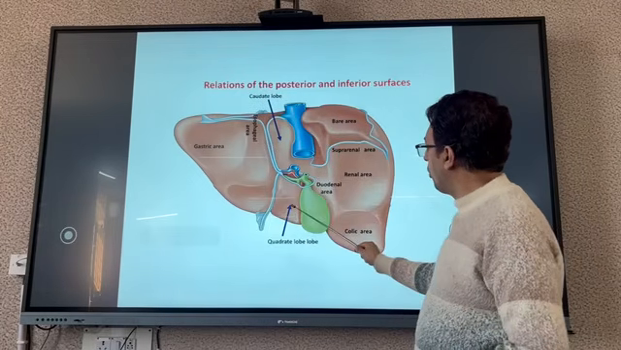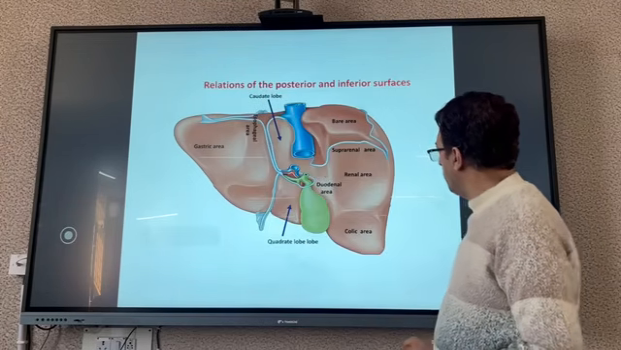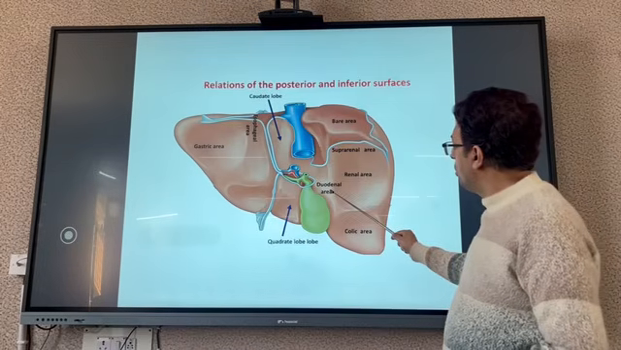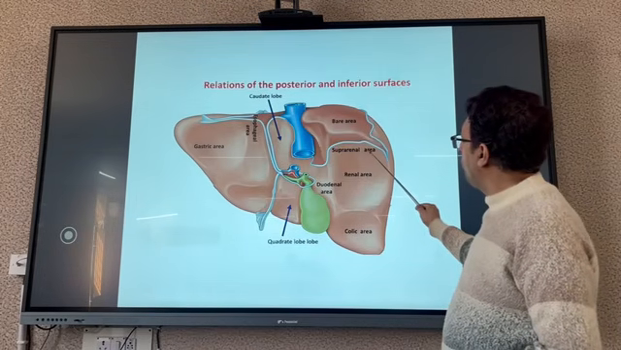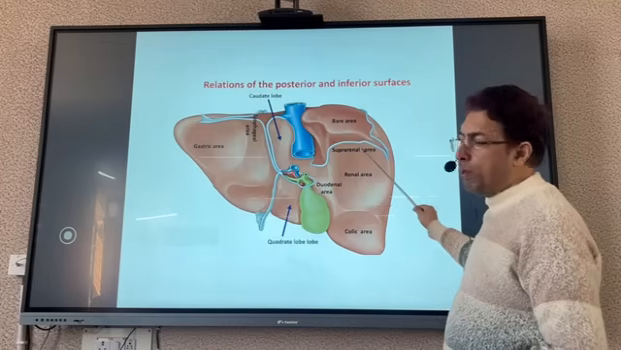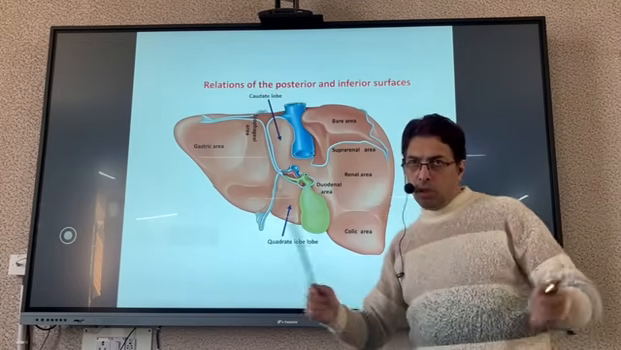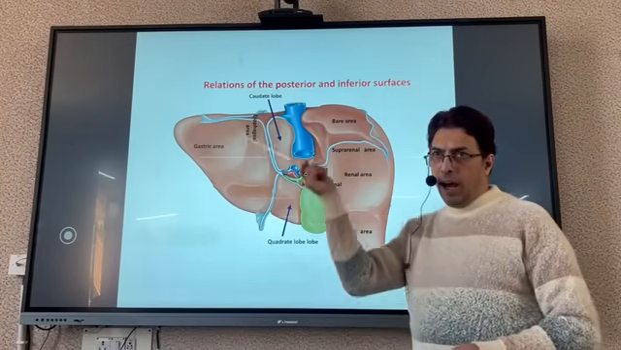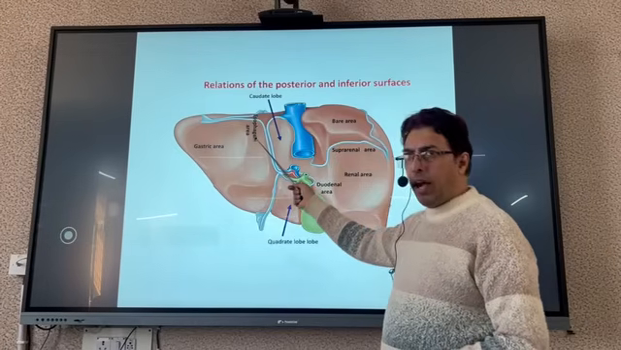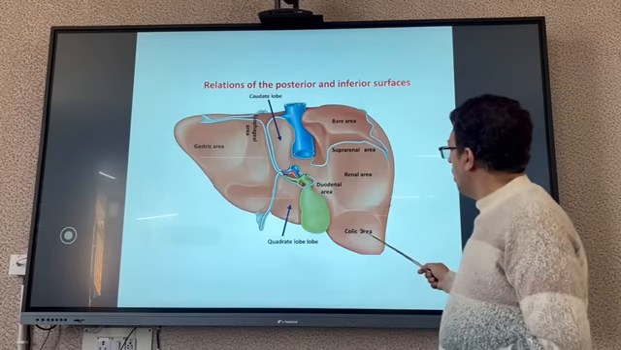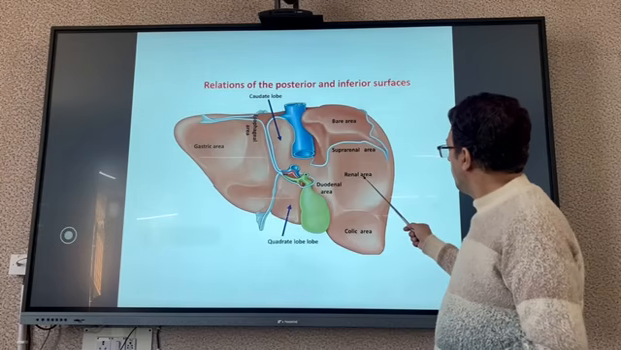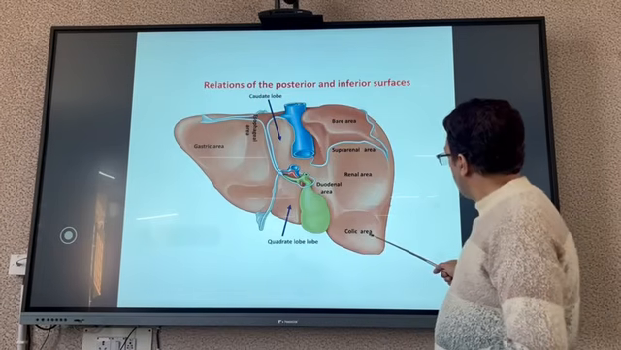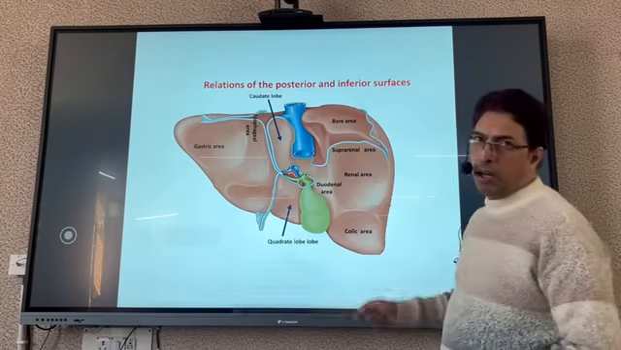Then over here we have the caudate lobe, as we previously mentioned, and this is the colic area. The colon is attached here. Then we have the duodenal area, then the renal area, and on top of the kidney we have the suprarenal area. And this is the bare area because it is not covered by peritoneum. So you can see, anti-clockwise: esophagus, stomach, part of small intestine, part of large intestine, kidney, suprarenal, and the bare area.